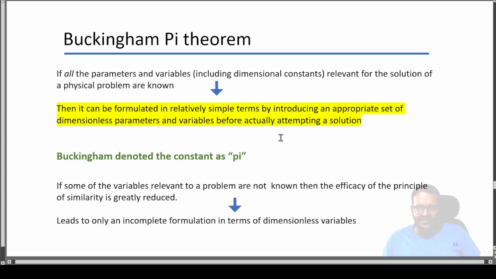You should tell, yes, sir, this is very obvious. Aren't we doing the same thing from the last half an hour? Yes, we are doing the same thing from the last half an hour. But this is a theorem which can be formally proved.